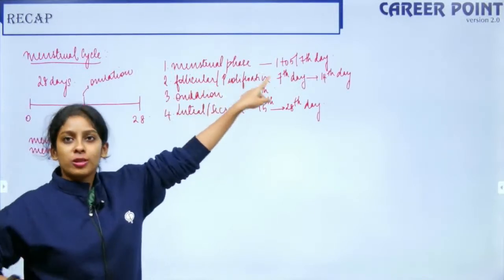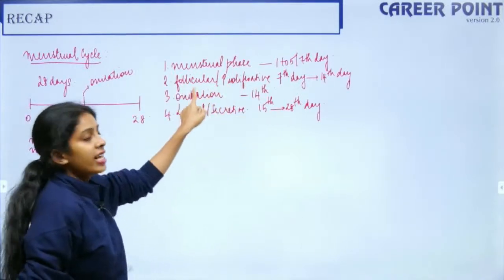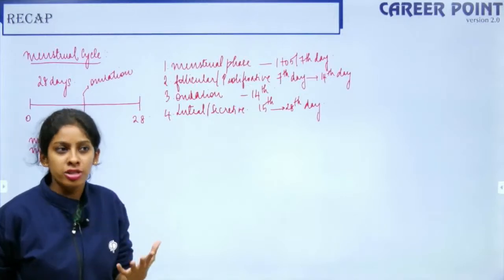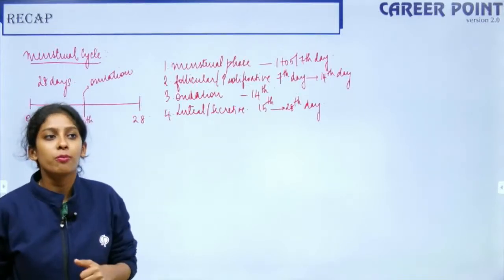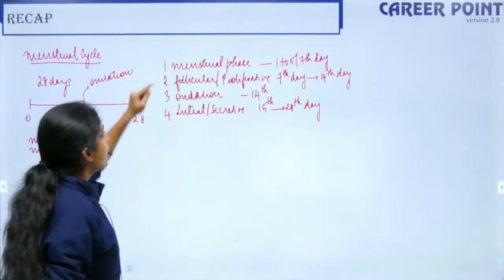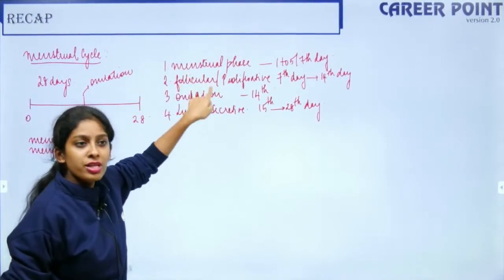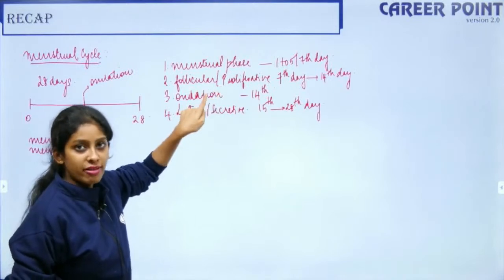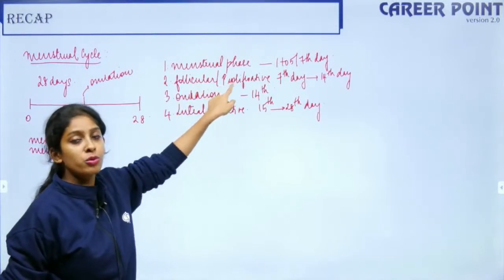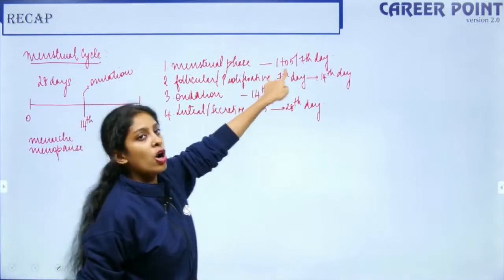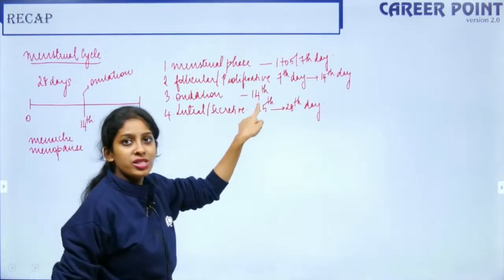In the follicular or proliferative phase, anything that disrupts has a magical property in your body to repair itself. Here your endometrium disrupts, and here it repairs itself. At the same time, the Graafian follicles develop to get ready to release an ovum. Here the secondary oocyte is released.